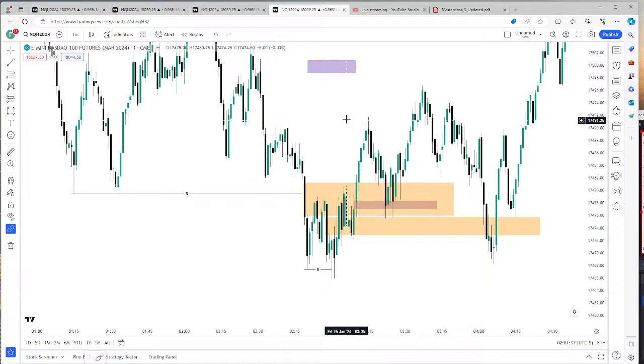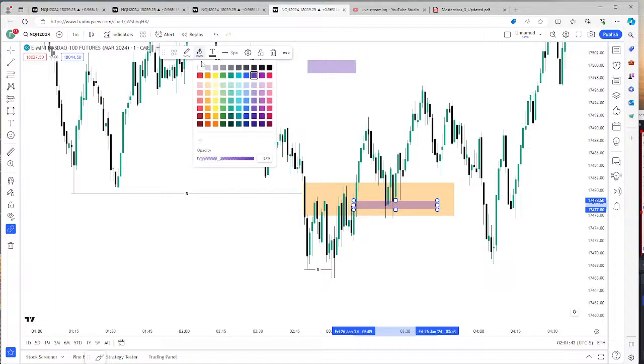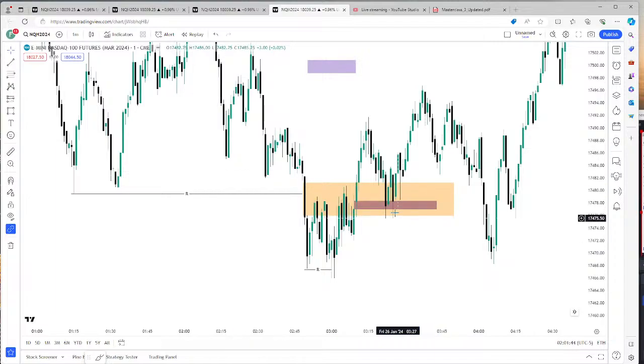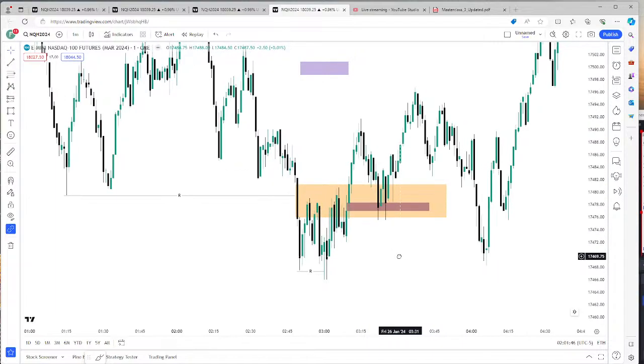Now, that inversion fair value gap, we'll just get rid of this one for now, lines up with that volume imbalance. Can everyone see that? So now I've got 2 PD arrays supporting price. The third PD array is actually this candle here. This candle is an order block. So I still have 3 PD arrays supporting price.